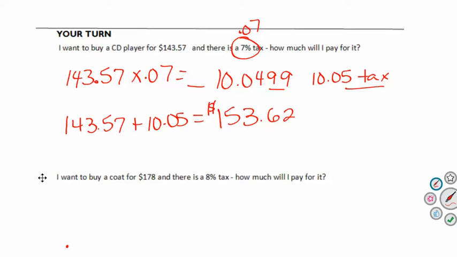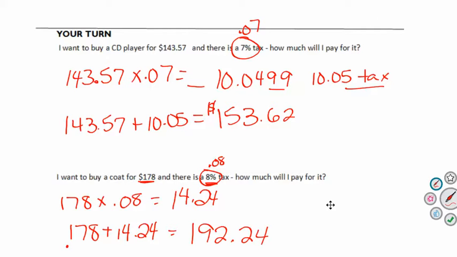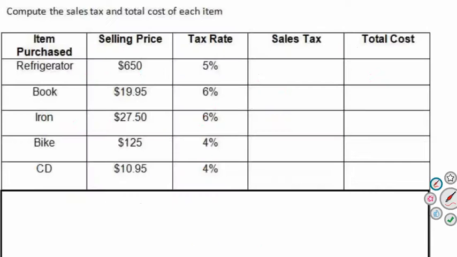All right, why don't you try this one on your own? You want to buy a coat for $178, and it is an 8% tax. Pause the video and do that problem. All right, so there's your answer. Remember, you're doing the exact same thing that you did before. You're just adding your tax on. If you think about it, it makes total sense. On the bottom of the paper, do refrigerator and book, do those two, and then pause the video and come back, and I'll do the answers to make sure that you're good with that.